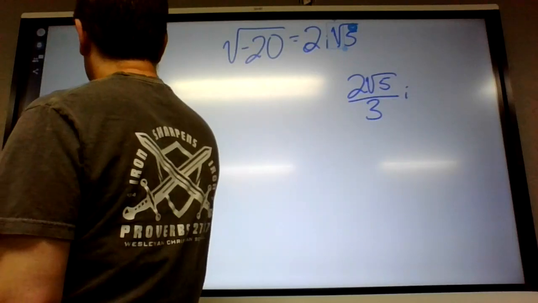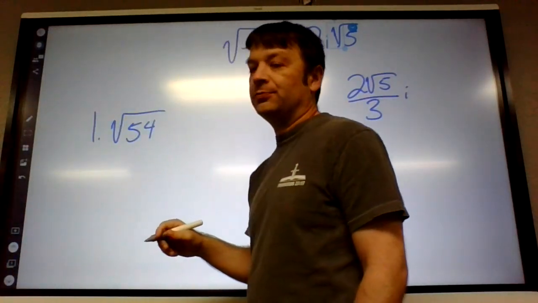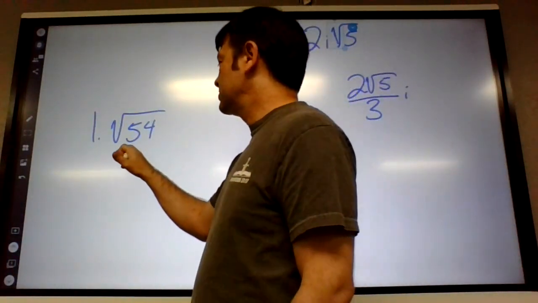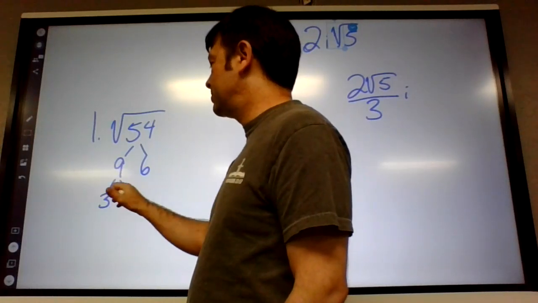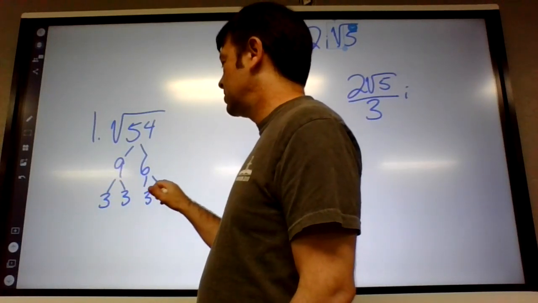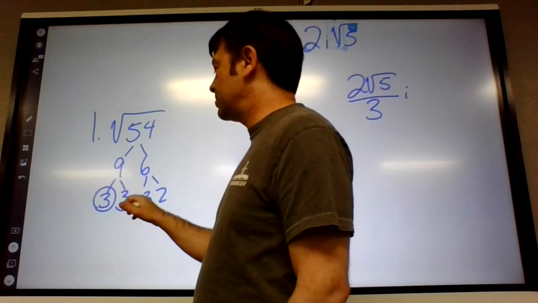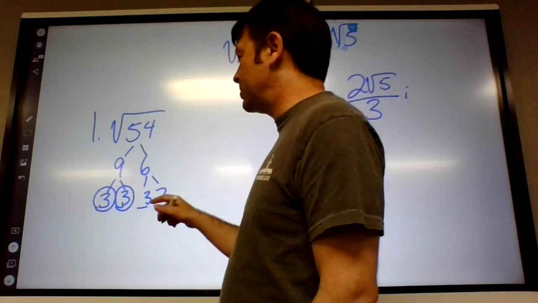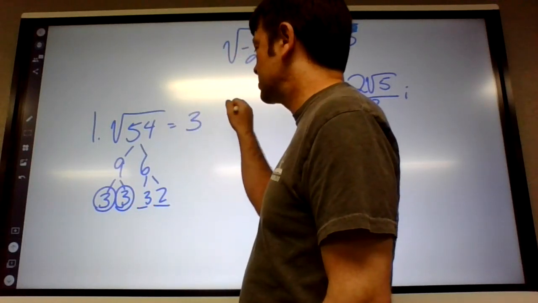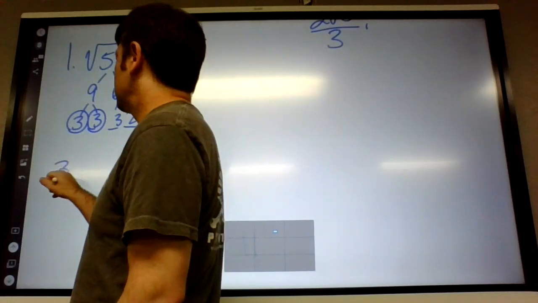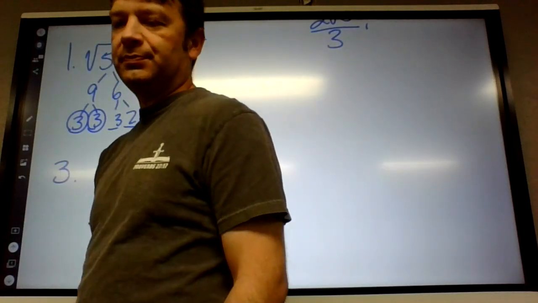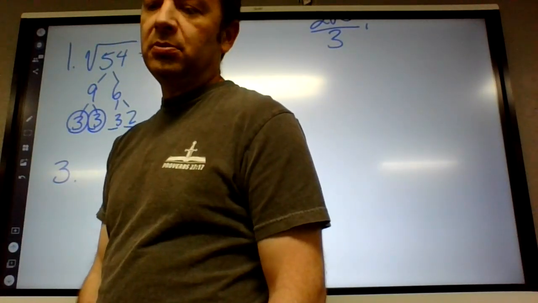Number 1 says simplify square root of 54. A nice calculator can do that, but also, this is 3 square root of 6. So what work are we supposed to do if we do it in our calculator?